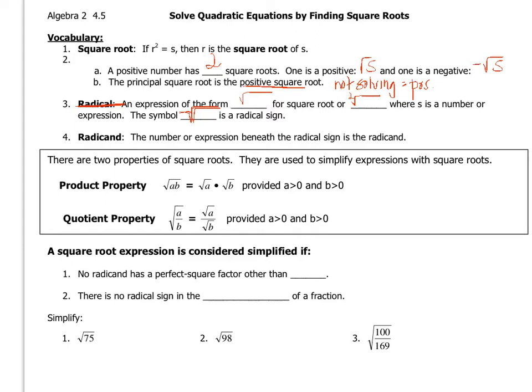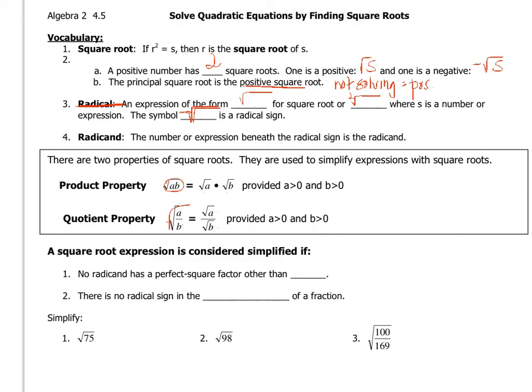Now, there are two properties. What it says is if I have a square root times a square root, I can just multiply the numbers inside and then take the square root. Or if I have a square root divided by a square root, I can just divide the two numbers and then take the square root. We're going to use those as we go through just to ensure that we're on the right track.